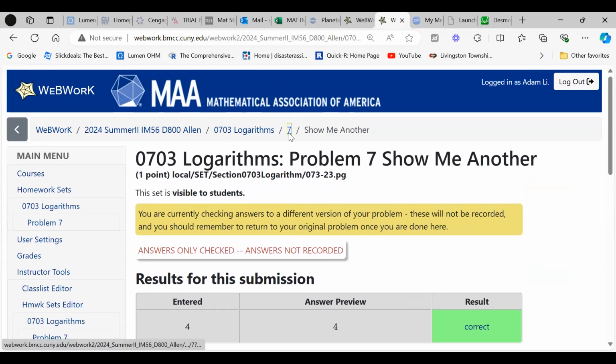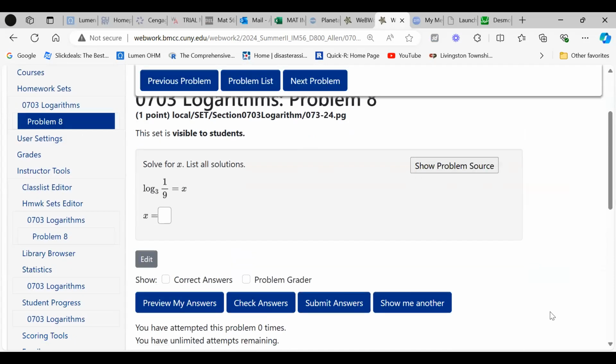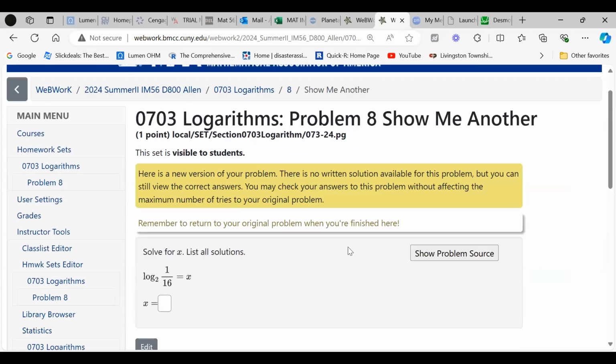Okay, then let's look at the next problem. Okay, let's try this. What if it's a fraction, right?